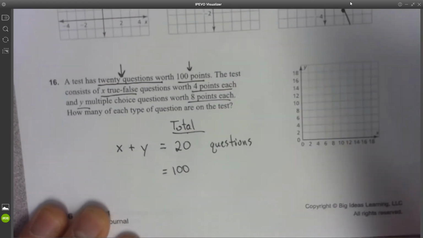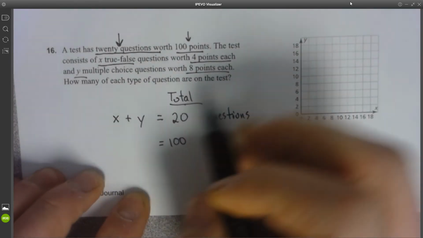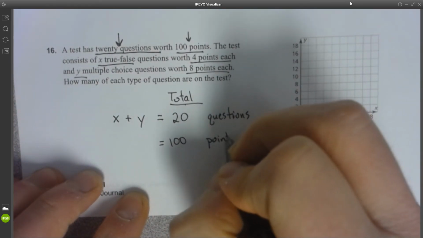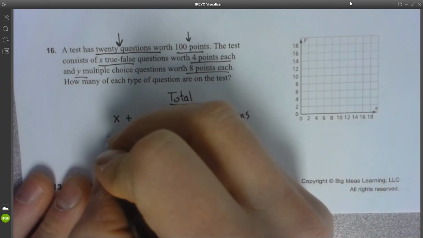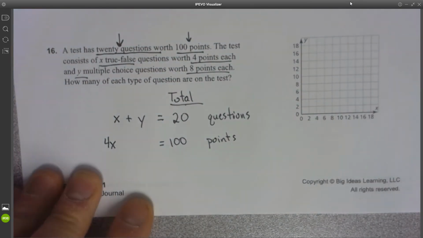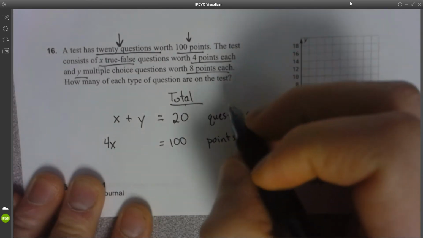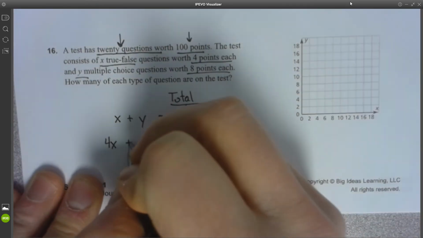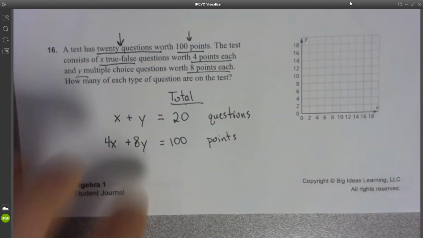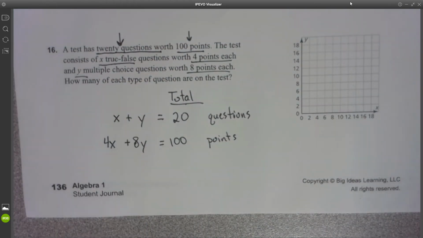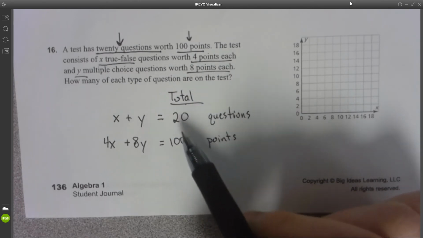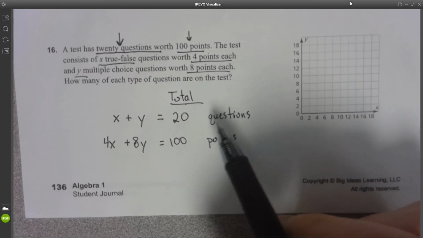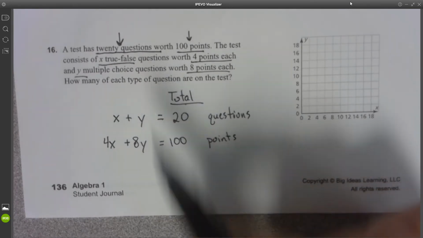The second equation is about 100 total points. Well, if each true false is 4 points, that means it's 4 times the number of true false questions, which would get me the total true false points. And each multiple choice is 8 points, so 8 times the number of multiple choice questions would get me the total number of points. So from here, we've got two equations. I like to break these down into the total and then write out right next to it total what. And then that helps me put the left side together based on the rest of the information.